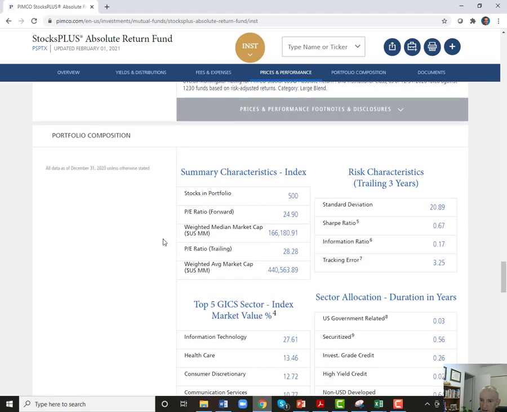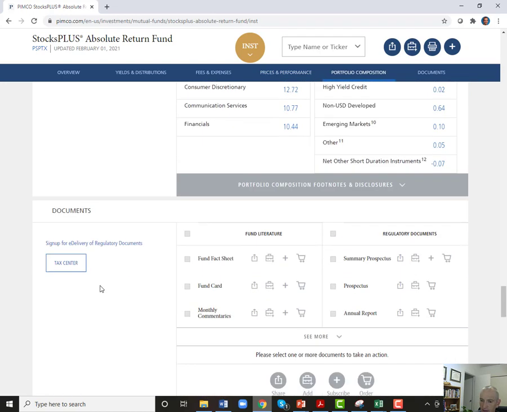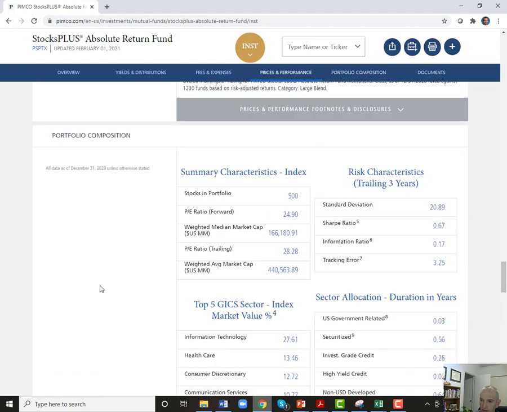They have the S&P 500. They have a PE ratio just like the S&P 500. We'll talk about standard deviation, Sharpe, information ratio, and tracking error. Their information ratio is not all that impressive, but we'll talk about that. But everything in their portfolio is going to look just like the S&P 500 except for that absolute return part.